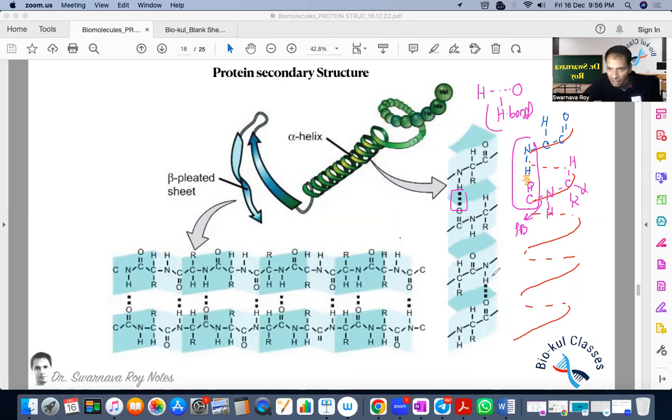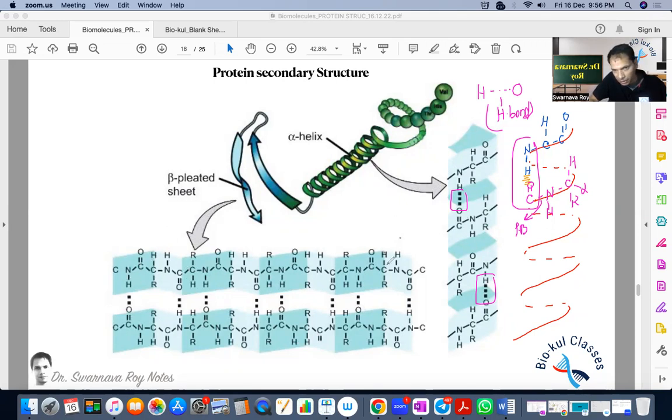Again, we see there is a hydrogen bond here, and these hydrogen bonds are making this alpha helix a very strong structure. It is not breaking down, right? Because of this hydrogen bond, okay? Also, if you look at the beta pleated sheet, there also we see hydrogen bond.